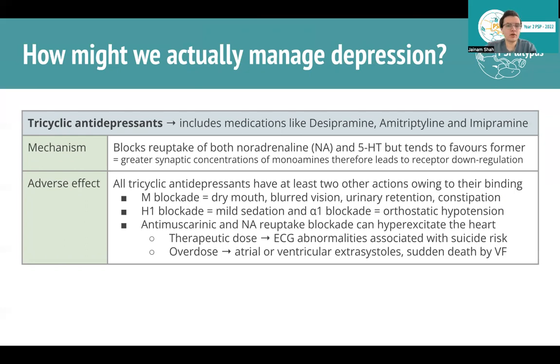The mechanism is that it blocks the reuptake of noradrenaline and 5-HT, but it tends to favor the former. So it tends to favor noradrenaline a little bit more, but essentially it blocks both of them. And therefore you have greater concentration of both of these, which leads to receptors being downregulated and therefore helps with the depression. There's a lot of adverse effects though, because while it does affect the noradrenaline and 5-HT receptors more, it actually also blockades at least two other types of receptors.